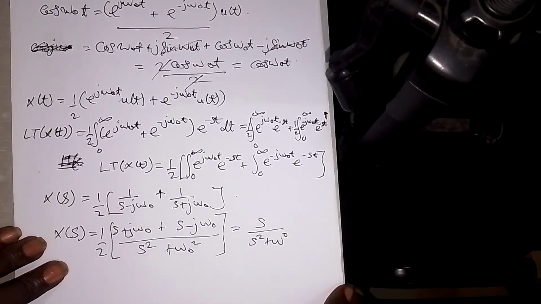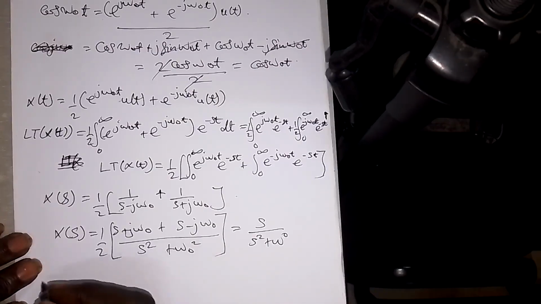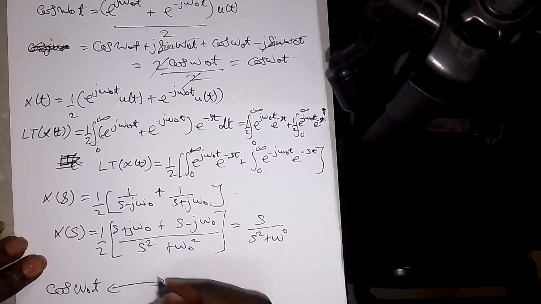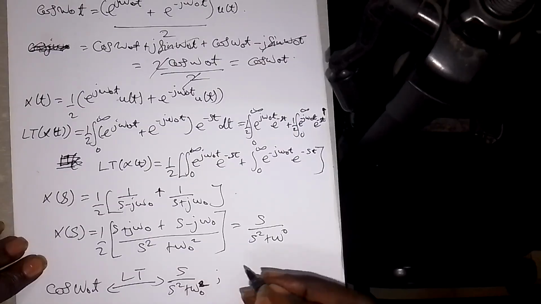So this becomes the Laplace transform for this one. All right, so what I can say is that cos omega naught t has a Laplace transform of s over s squared plus omega naught squared.